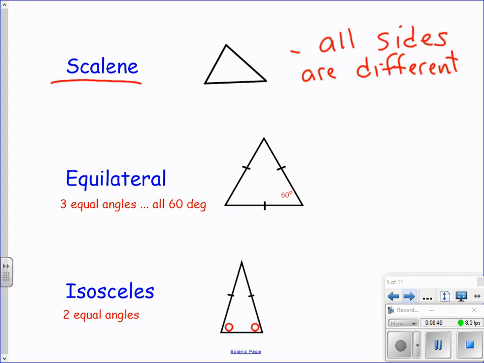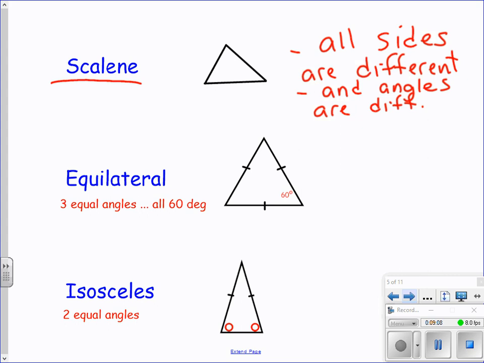Scalene triangle, all sides are different, and all the angles are different too, I believe. So let's say all sides are different and the angles are different. Hopefully you know what diff stands for. I'll just put diff because I'm too lazy to put down different again.